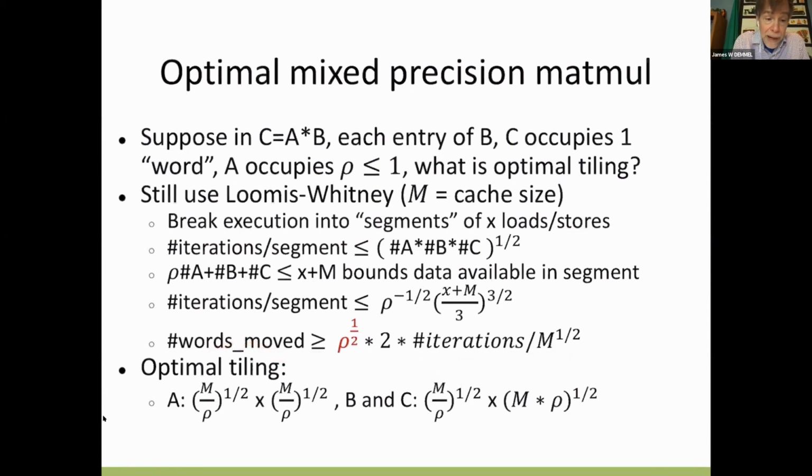So for example, if my matrix A is half precision, I can improve the previous lower bound by a factor of the square root of 1/2. And is there an optimal tiling? Yeah, it's quite straightforward. We're just going to have rectangles now instead of squares. So A, the low precision matrix, is going to be larger, by a total factor of rho, and B and C are going to be rectangles. And that is the optimal tiling that attains it.